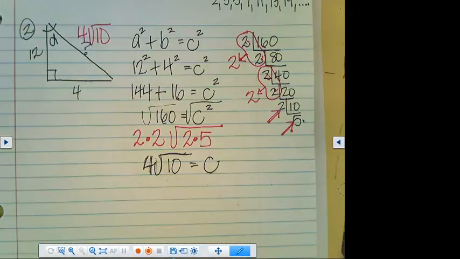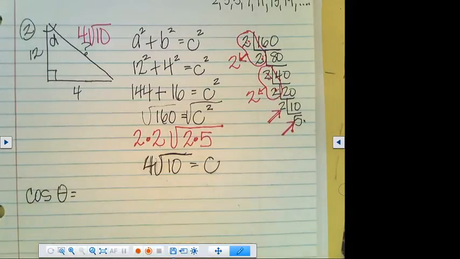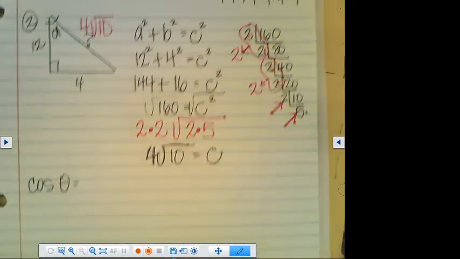Okay, here we go. Let's find our ratios. Are you guys to the point where we don't have to write the adjacent and the opposite and all of that anymore? Can we just go straight to our numbers? All right, let's just say it. So what is cosine?